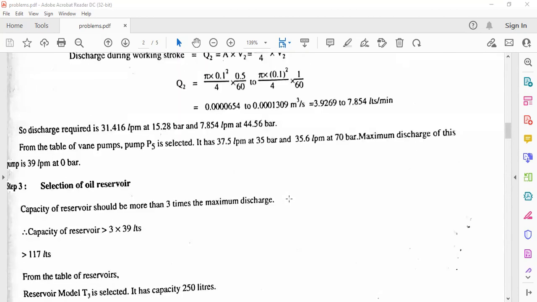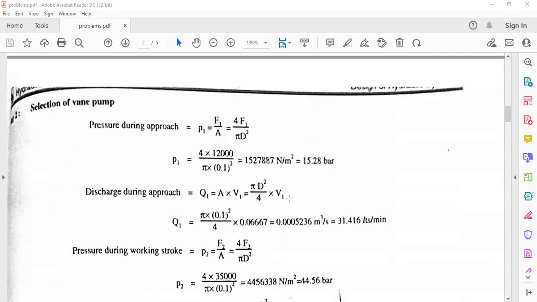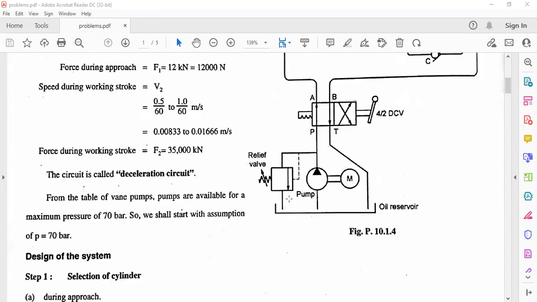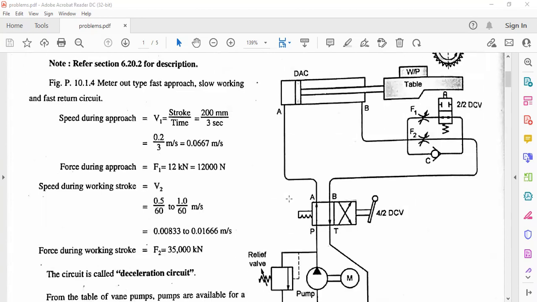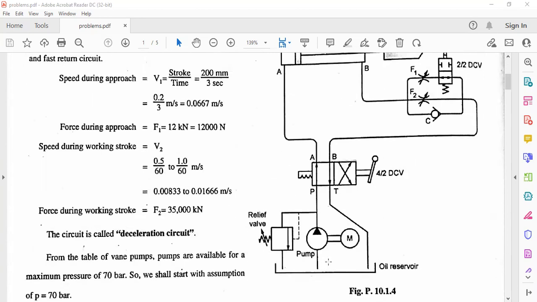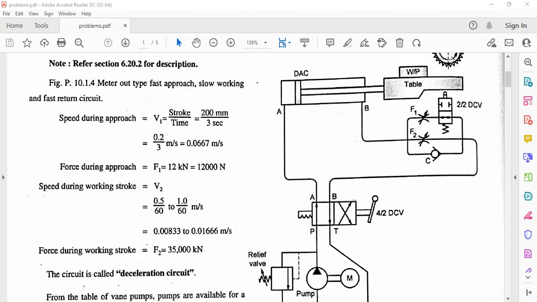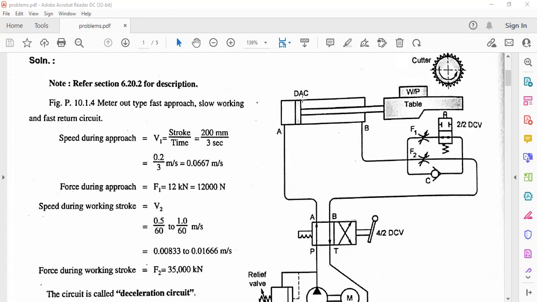So see, in this problem we have solved the design of the system. This is basically our PRV pump and motor. This is 4x2 direction control valve. This is check valve, F2, F1, check flow control valve. This is 2x2 direction control valve. This is table, workpiece, and this is cutter.